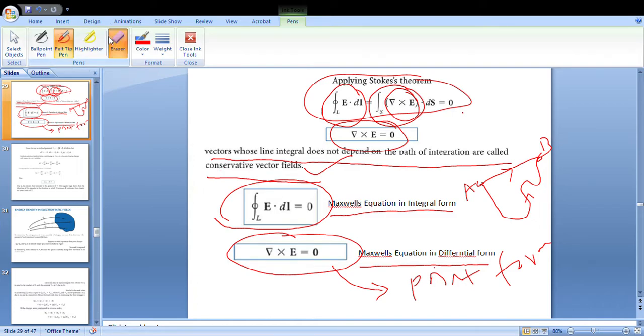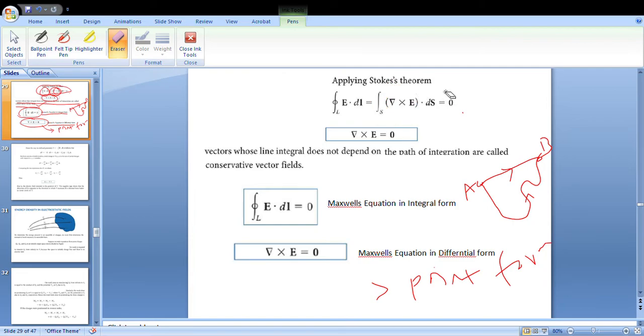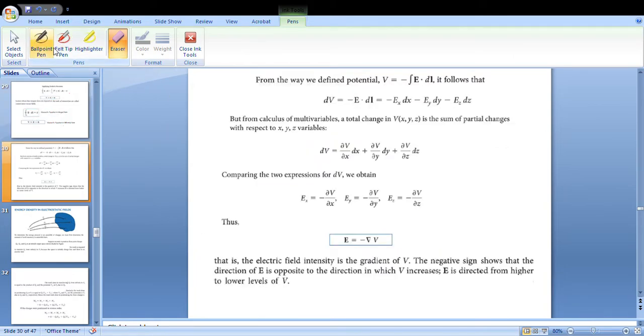Now going to the next slide. Here we know that the potential is given by V is equal to minus integral of E vector dot dl vector, and it follows that dV is equal to, by differentiating on both sides, so this integration sign will go off, we'll get dV is equal to minus E dot dl, where E is a vector. It'll have all three components.